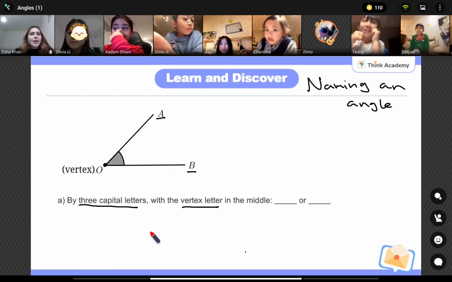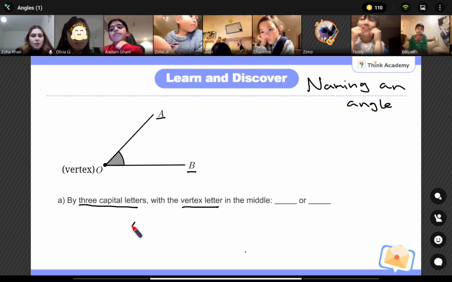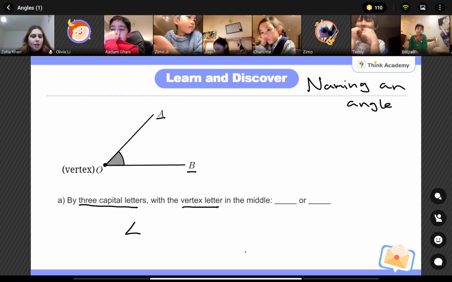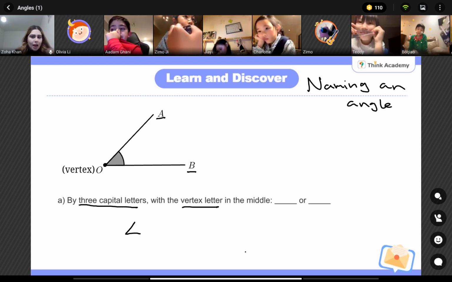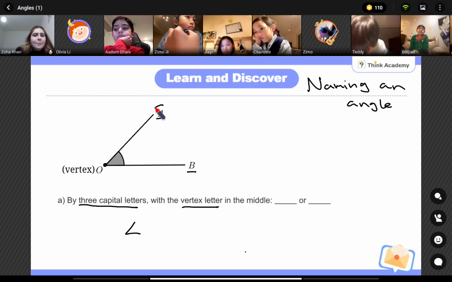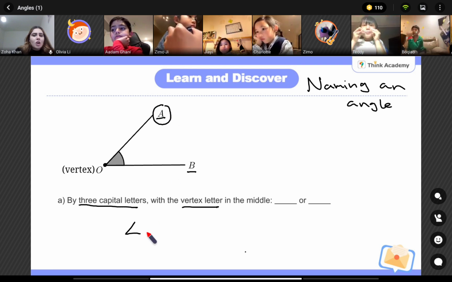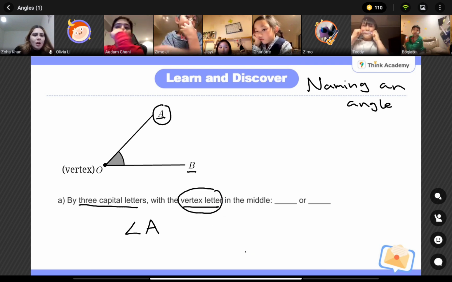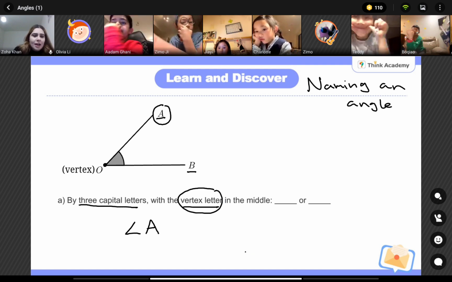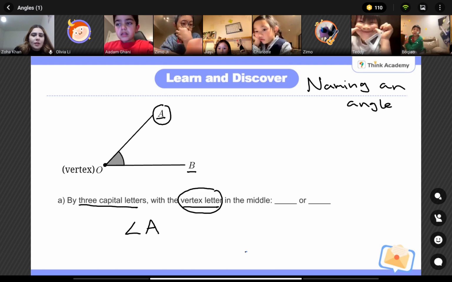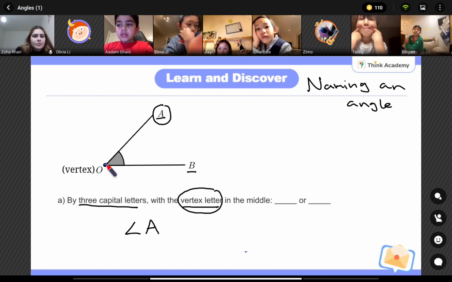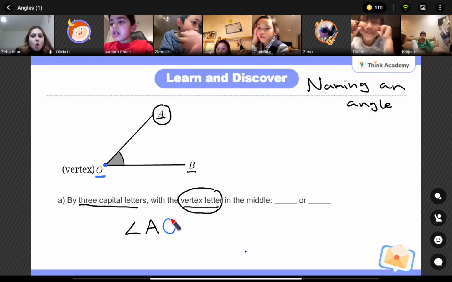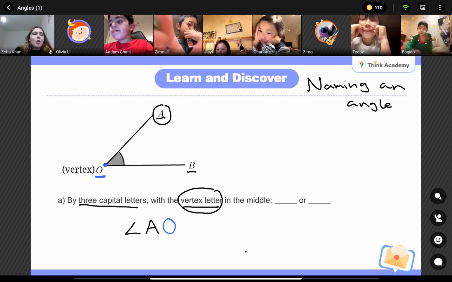whenever we're showing how we can name an angle, we need to draw this angle symbol over here. We need to have capital letters for the lines. So let's start with A first. And in the middle, we have the vertex letter. Over here, what is the vertex letter, Jaden? O. Good, it's O, because that's the vertex, okay?